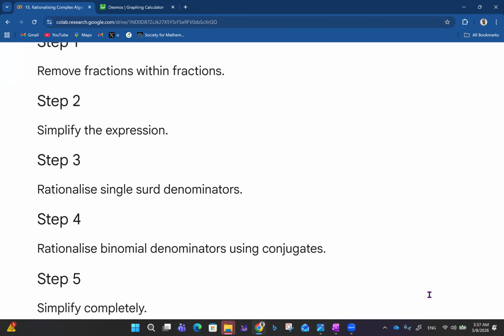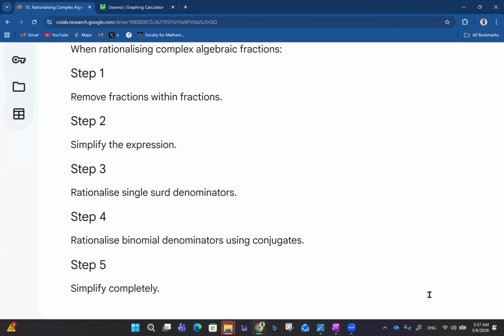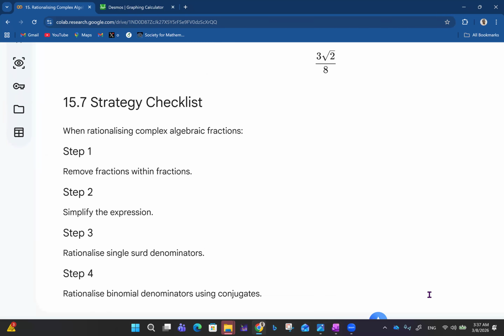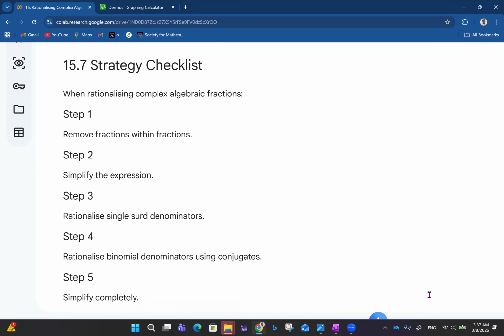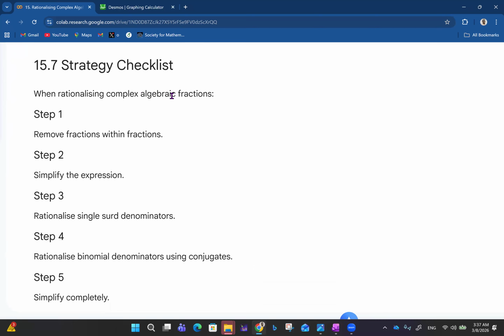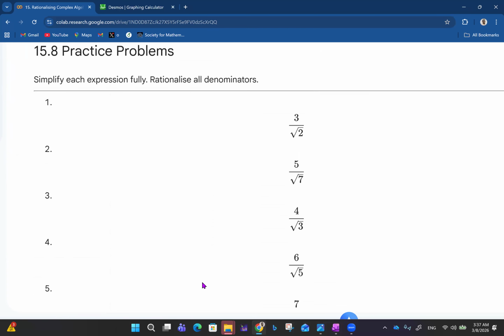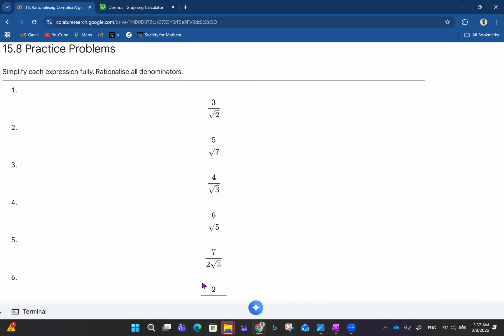So what is a strategy checklist when you are rationalizing complex fractions like this? Strategy checklist: when rationalizing complex algebraic fractions, step one, remove fractions within fractions, simplify the expression, rationalize single surd denominators, rationalize binomial denominators using conjugates, and simplify completely. So in this case, it feels like everything we've been learning about rationalization now comes together.